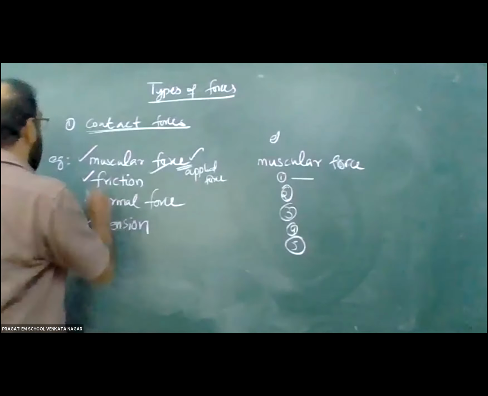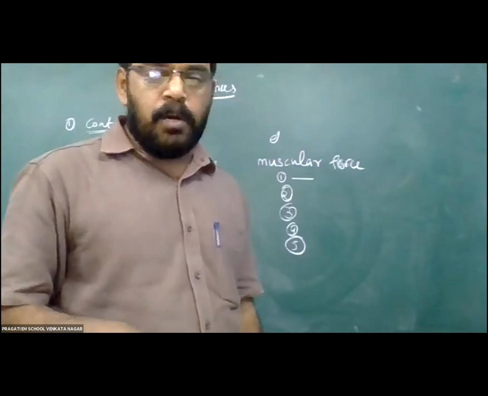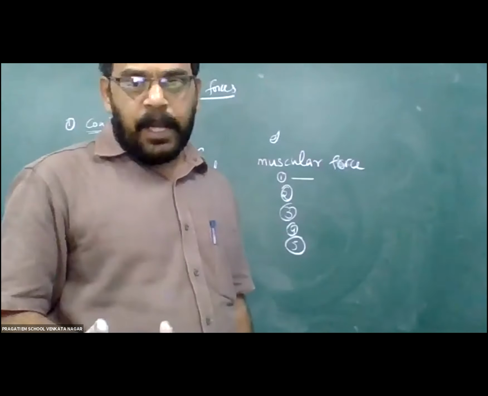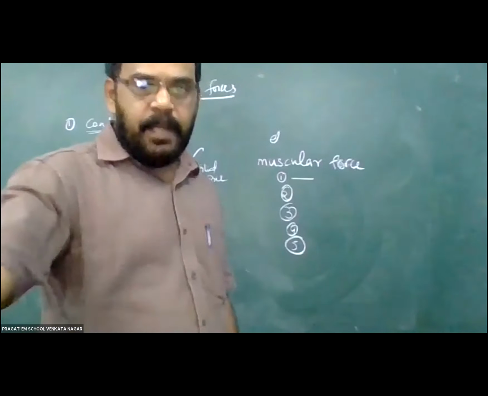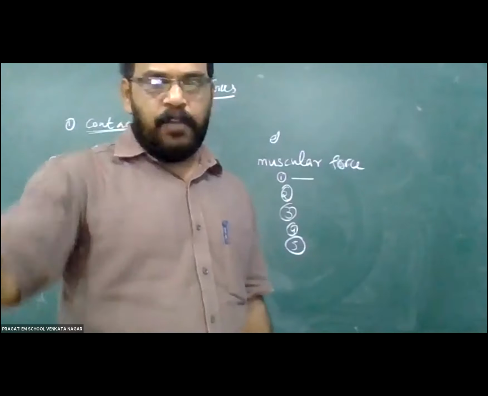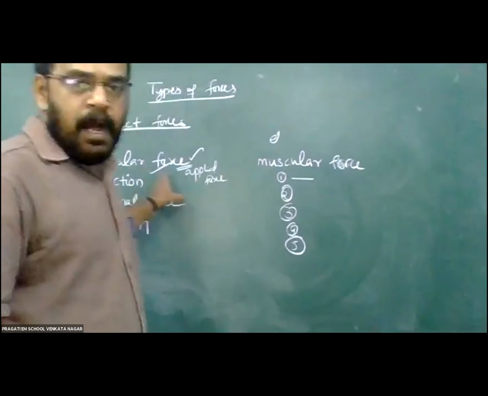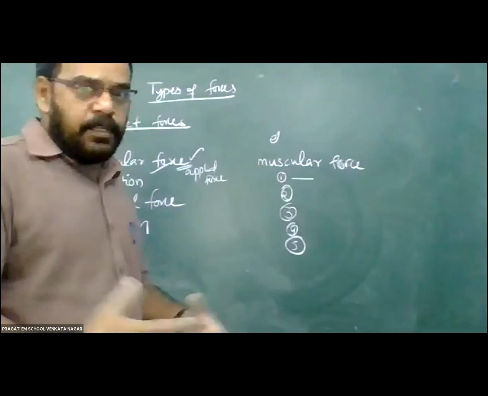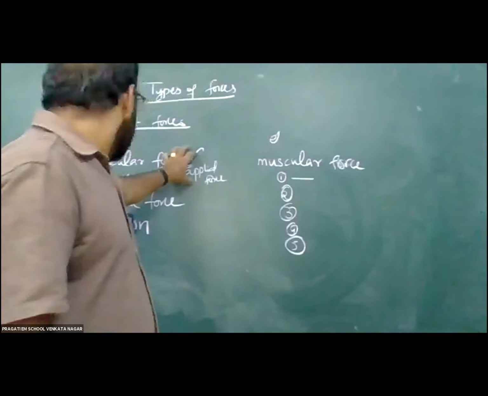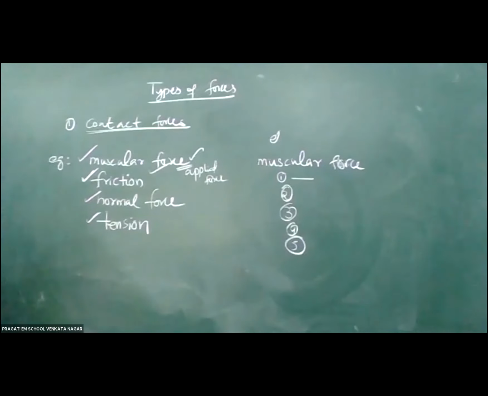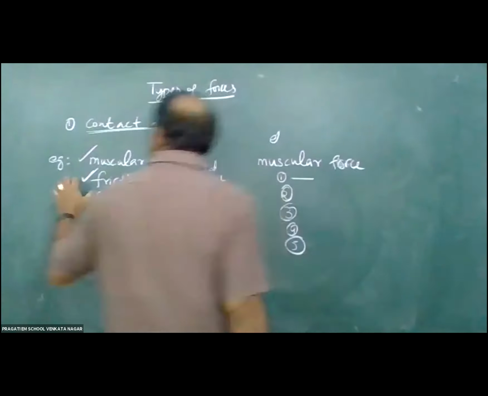Next, we know muscular force is a contact force. Why? Because our muscles have no attraction. We have to carry it by touching it. We should push it or we have to pull it. All this, push or pull, will come under muscular force. Otherwise, if there is no direct contact or interaction, the object will not move. So muscular force is an example for contact force.